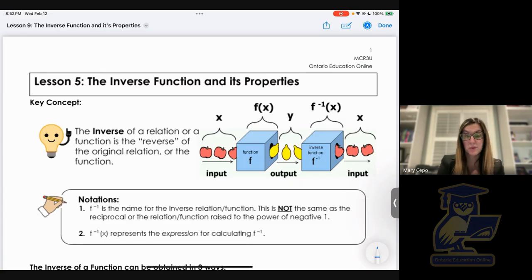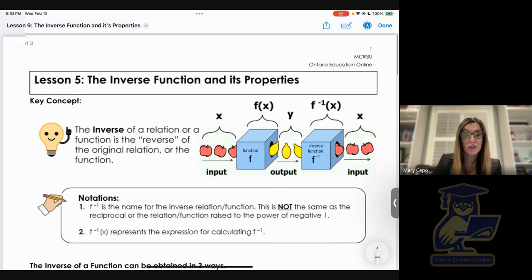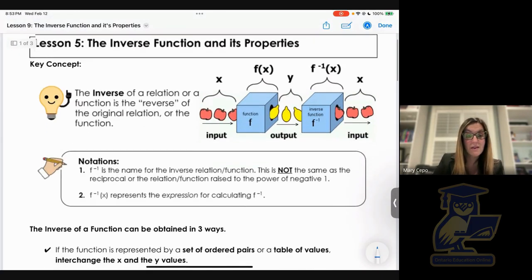X would be our input that is put into the function f of x to receive the output, which in this case are lemons. We would take those lemons and put it in the inverse function, which is the machine, to result in our input, our original apples. So the notation that we use when we're talking about inverse is f inverse.